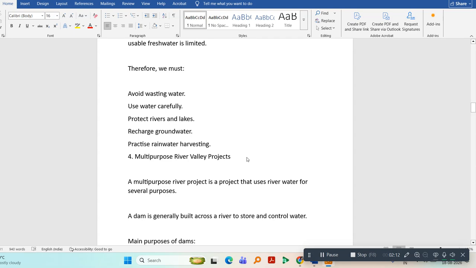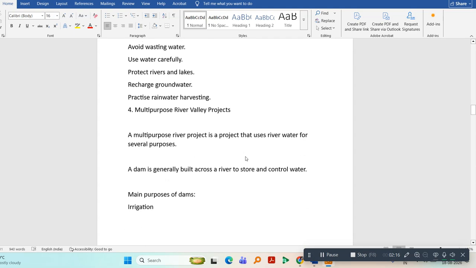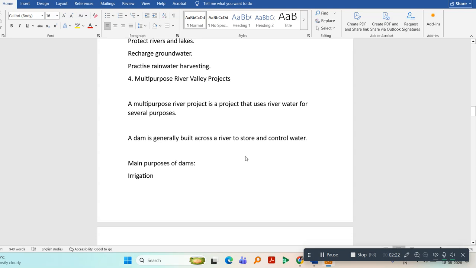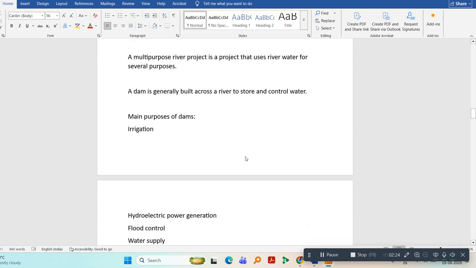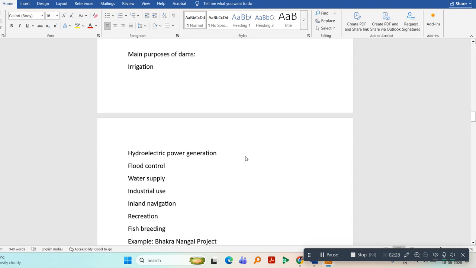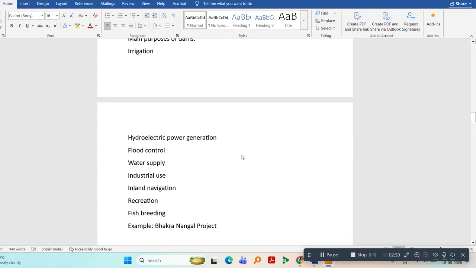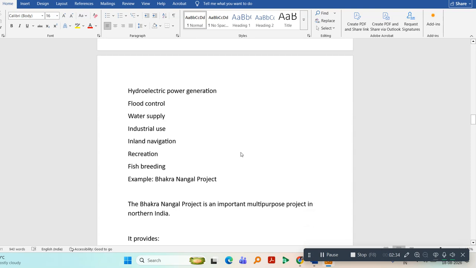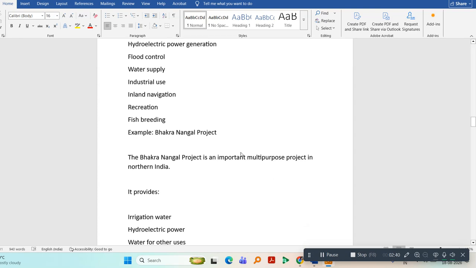And let's talk about multi-purpose river valley projects. A multi-purpose river project is a project that uses river water for several purposes. A dam is generally built across a river to store and control water. The main purposes of dams are irrigation, hydroelectric power generation, flood control, water supply, industrial use, inland navigation, recreation, fish breeding.